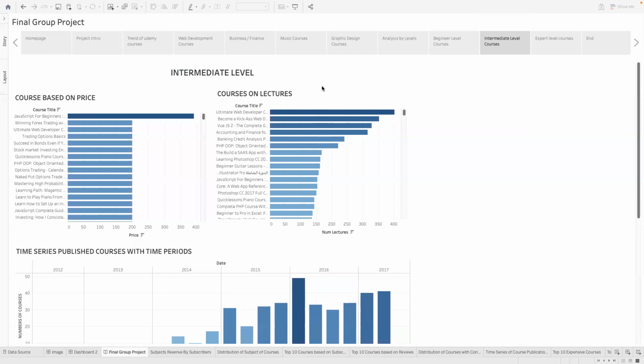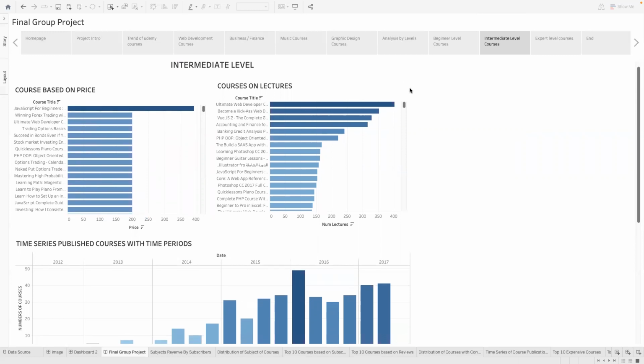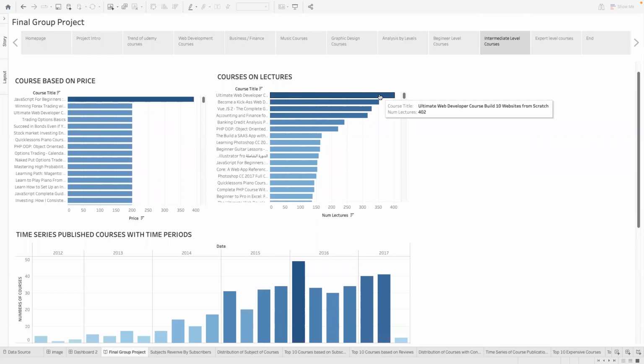I have worked on this dashboard for intermediate level. Firstly, on courses based on prices, we can see JavaScript for beginners has the highest number, with a price of 390, followed by winning for trading, and so on. Coming to the second bar chart, courses by lectures, the ultimate web developer has the highest number of lectures, 402, followed by the web development bootcamp, and it goes on further.